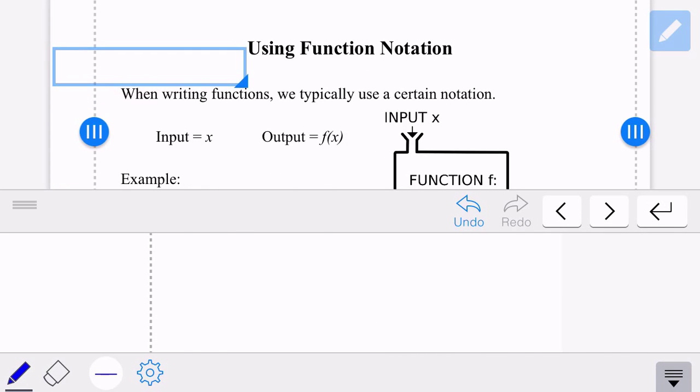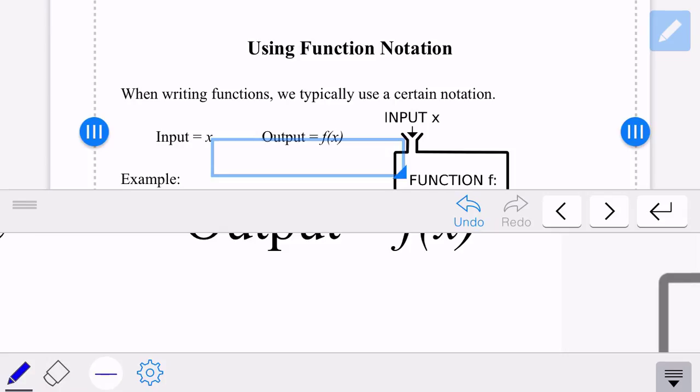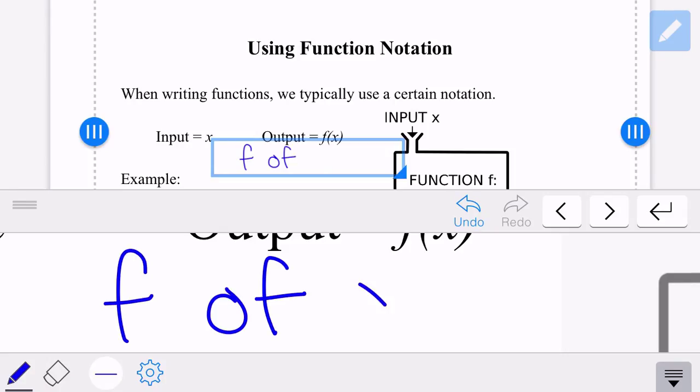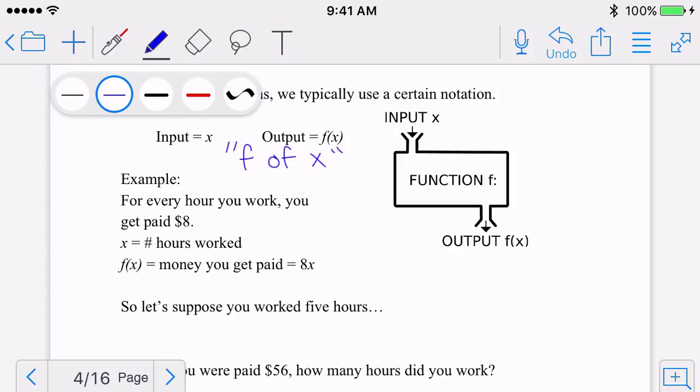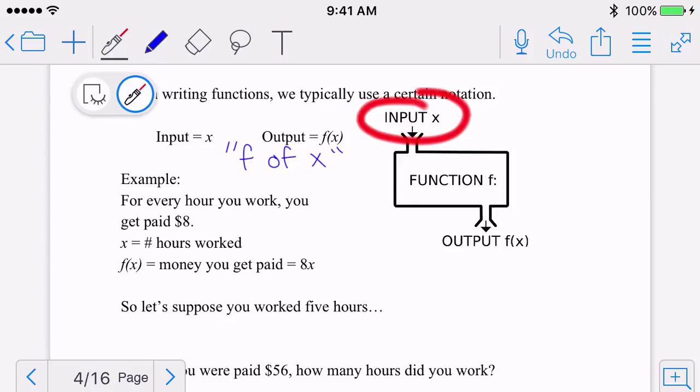Put that in. F of x. Okay, that's how we're saying that. And we've got our function machine over here again. So we've got our input is x. You put that into your function f, and you get your output, which is f of x. It's the function evaluated at the x value, whatever it may be.